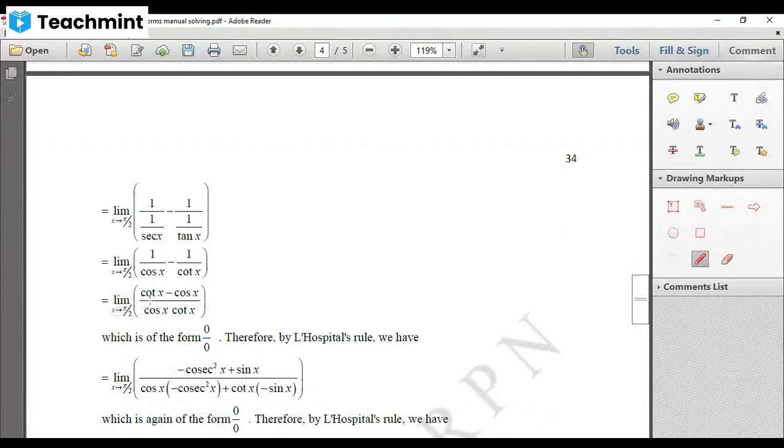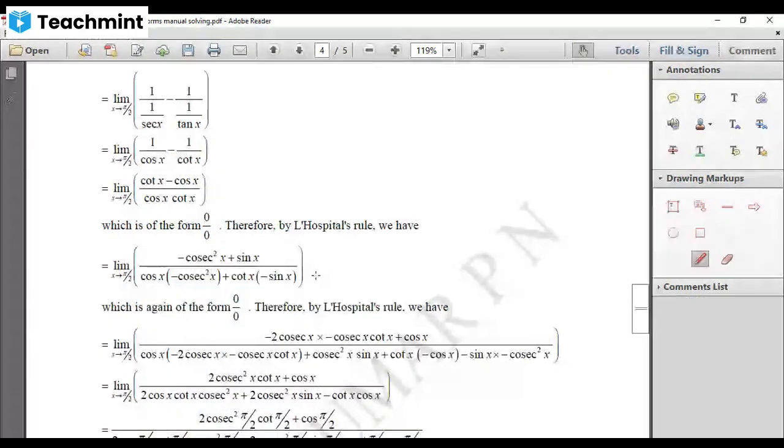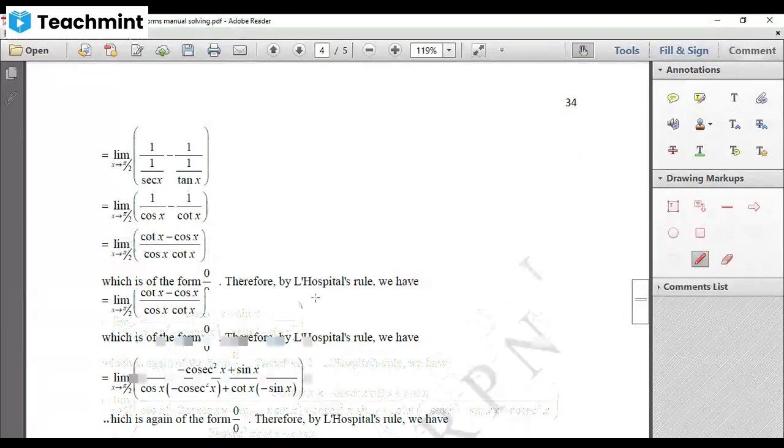Now if you put x equal to pi by 2, you know that cot pi by 2 is 0 and cos pi by 2 is 0. So you will get 0 by 0 form. Hence, we can apply L'Hopital's rule. By L'Hopital's rule, differentiate numerator separately, denominator separately.